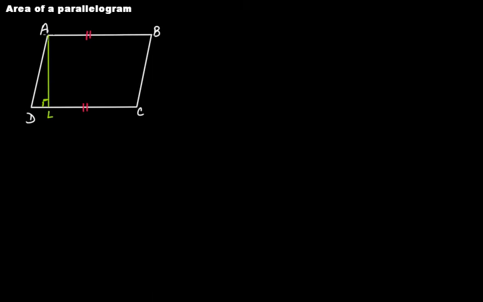Also, the sides AD and BC are opposite to each other, are parallel and are equal in size. So such figures are called parallelogram. Opposite sides should be equal and should be parallel to each other. Okay, now let's talk about the area of a parallelogram.